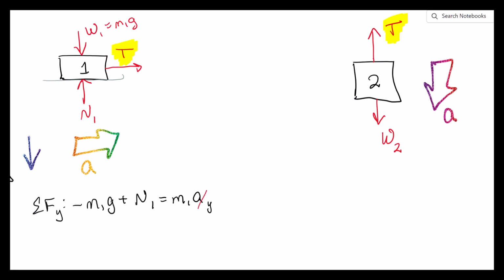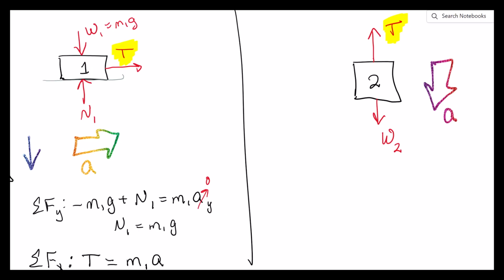Now it's not moving uppy downy. I don't even think it asks for this, but I now know that the normal force is m1g. But let me go ahead and do the forces in the x direction like I meant to, and it's just the tension. This is equal to mass 1 times acceleration, and it's pointing in the correct direction. So, T equals m1a. Done. Now let's look at this dude.